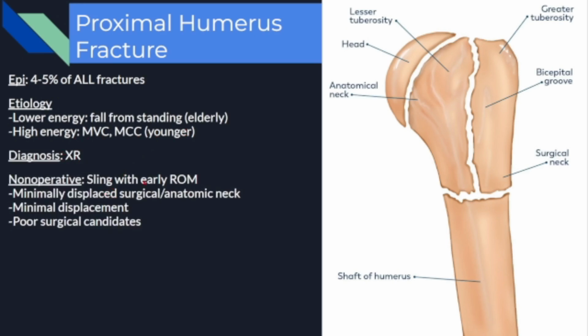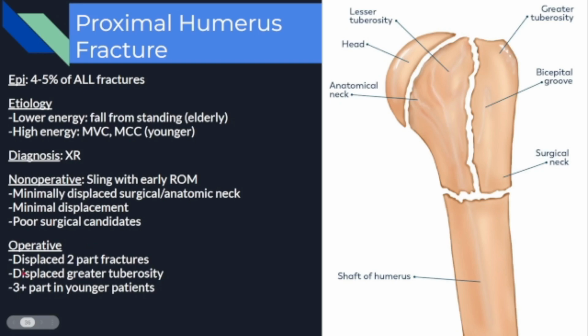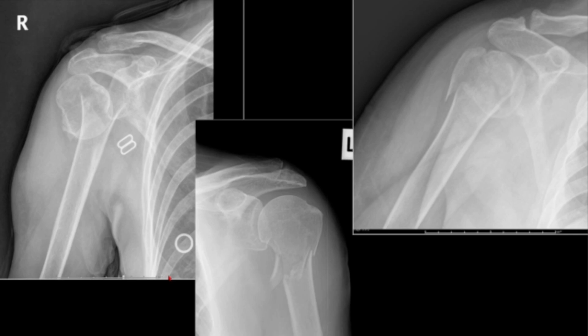A good chunk can be managed without surgery, depending on the comorbidities and age of the patient, but sling with early range of motion for the minimally displaced patients who are not great surgical candidates. However, displaced multi-part fractures or the greater tuberosity, right? So if that pops off, you can imagine how much that might affect shoulder function when everything's done healing if it doesn't heal in the right spot.